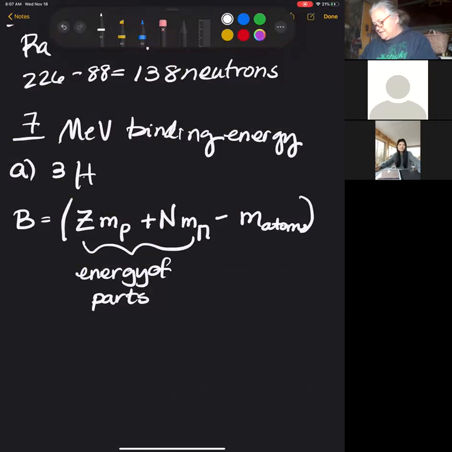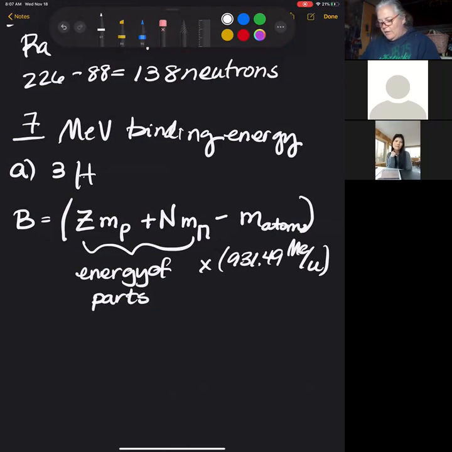Then to get it in the units they want, you multiply all that by 931.49 MeV per atomic mass unit, okay? So these units will be in u's, okay?